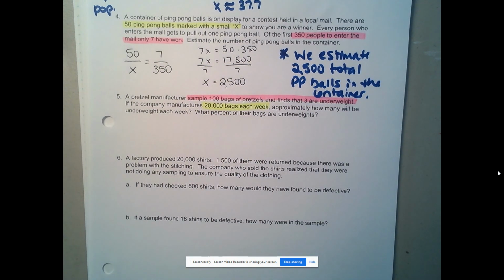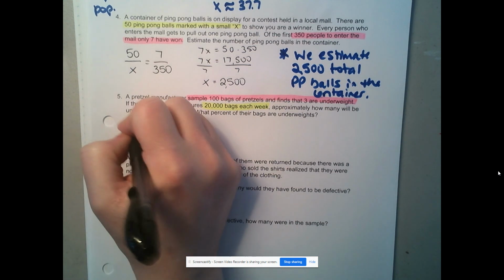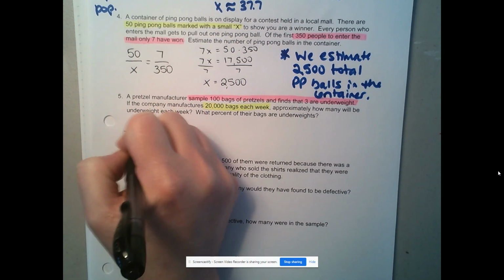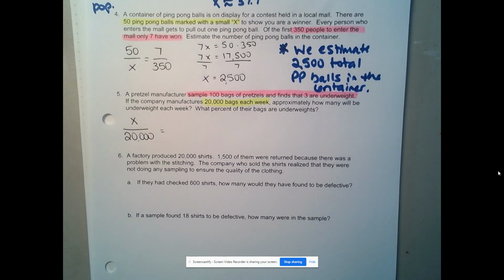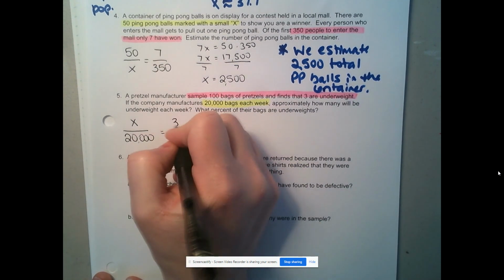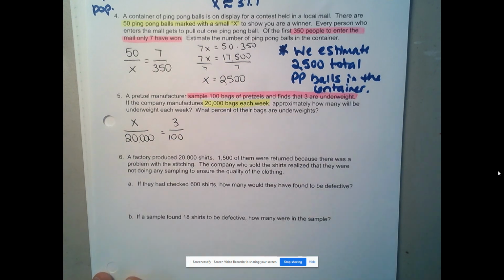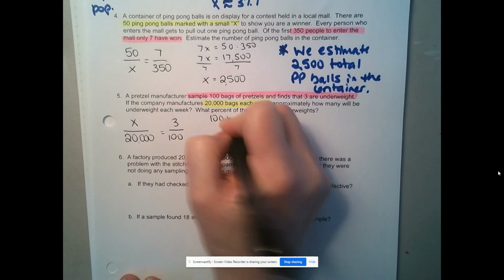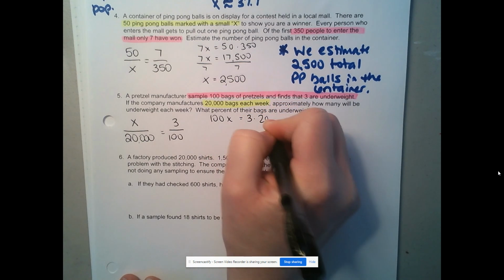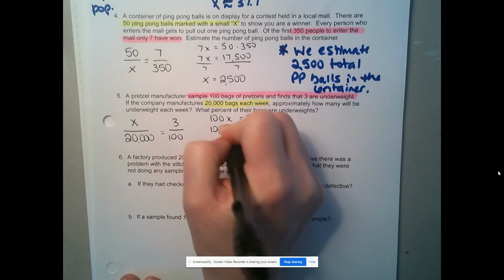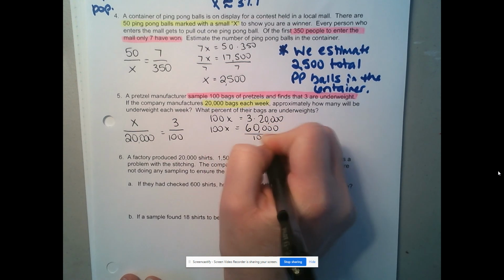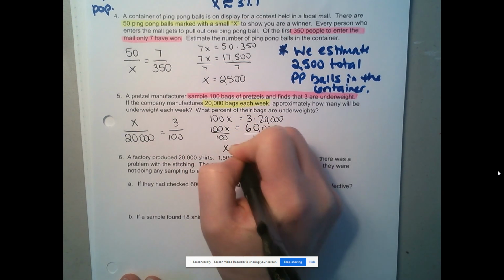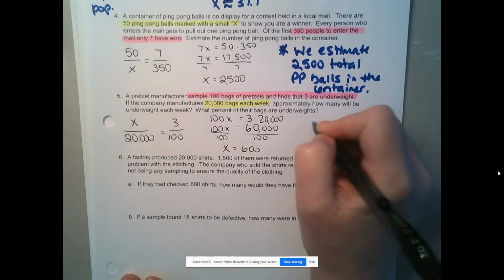So what's the setup? What's the big picture? We want to find how many are actually underweight out of the 20,000 total that they manufacture in a week. And then we took a sample that 3 are underweight out of the 100 we looked at. So 100 times x equals 3 times 20,000. So 100x equals 60,000. And when I divide both sides by 100, we're going to find out that x is 600.